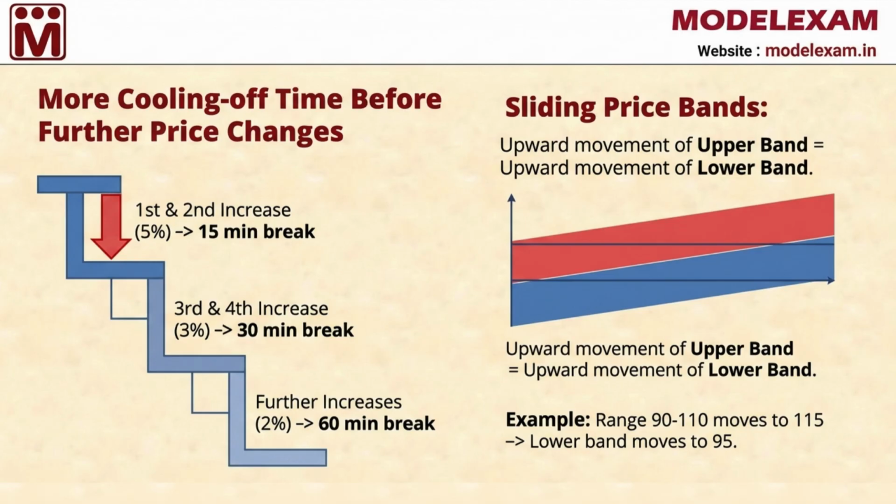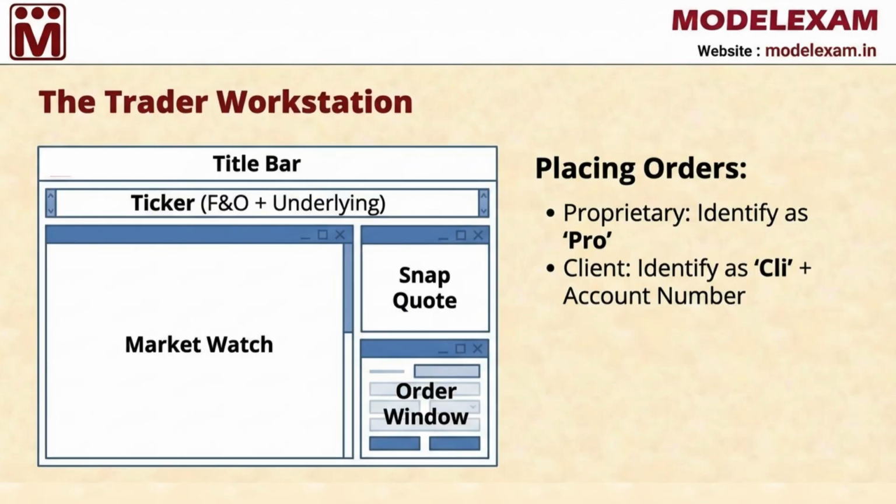When you actually sit down to trade, you will use a professional tool called the Trader Workstation. This screen shows you the title bar, market tickers, and a market watch window where you can see live prices. When placing orders, it is crucial to identify them correctly. If a member is trading for themselves, they use the label Pro. If they are trading for you, they use the label CLI and include your specific account number.